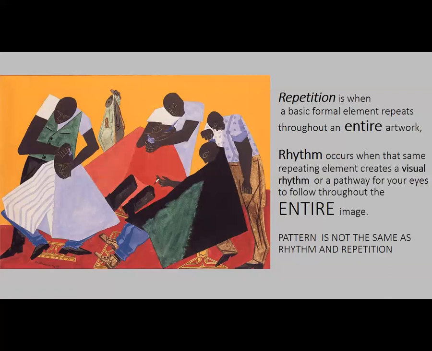Now, when we talk about repetition and rhythm, pattern is not the same as repetition and rhythm, because for example, we look at this one guy's blue and white half of his apron that he has on. There's a repeating pattern, but it doesn't qualify for repetition and rhythm because it's only found in one part of the picture. We're looking for things that are found throughout the picture and that guide our eye throughout the picture.